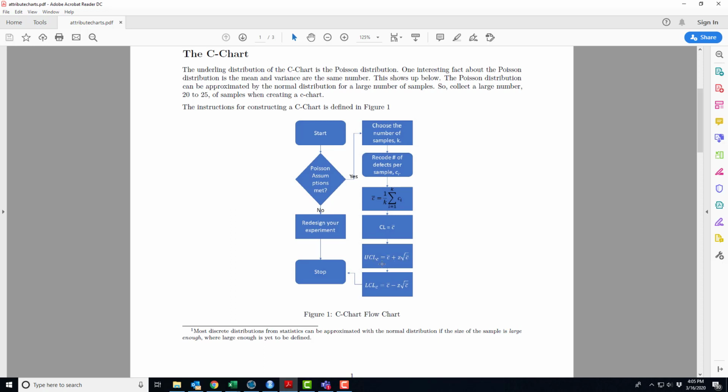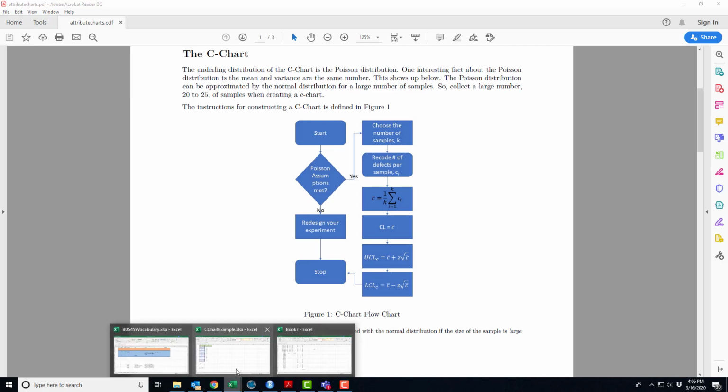So notice what I need for this upper control limit. I need the mean. I'm going to add to that 3 times the square root of the mean. Why the square root of the mean? Go back a little bit. We're working with a Poisson distribution. In a Poisson distribution, the mean and the variance are the same number. So the standard deviation, the square root of the variance, is the square root of c bar.